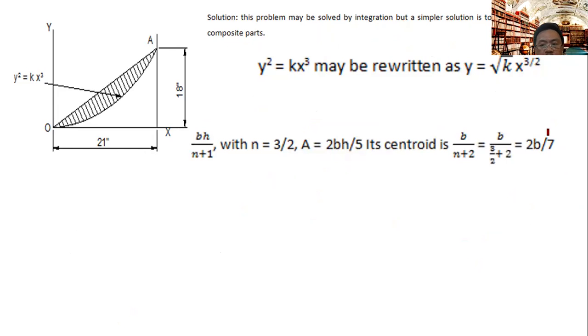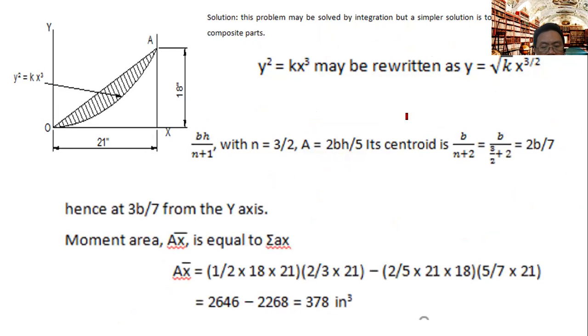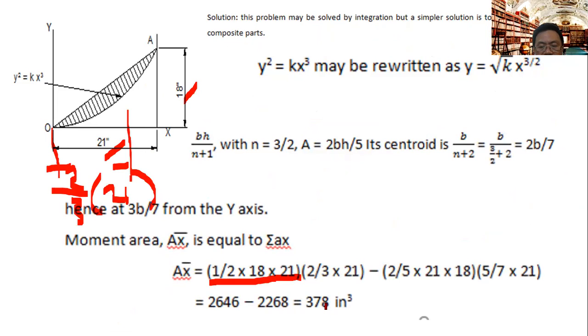So we can now say ax bar is just equal to the big triangle. What is this? 1/2 times 18 times 21, 1/2 of the area of the triangle. 18 is this side, and 21 is this side. The centroid of the triangle coming from here is just 2/3 of the base, or 2/3 of 21, which is this one. Now minus, what is this 2/5?